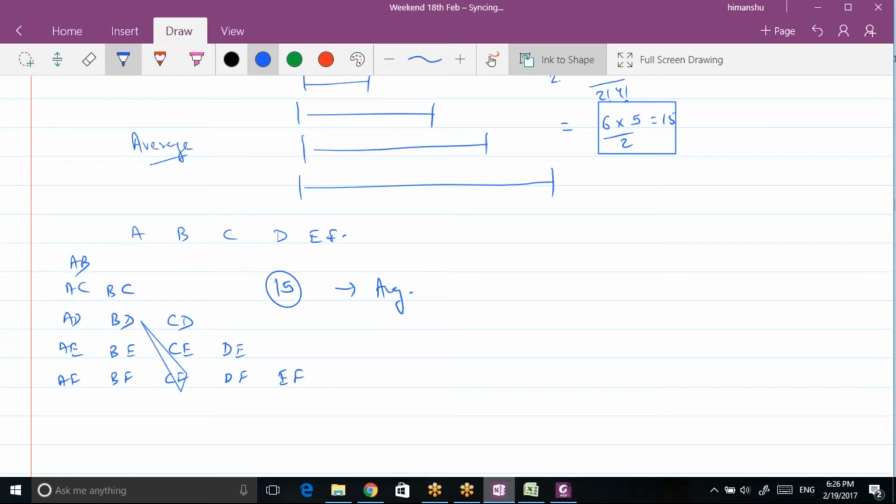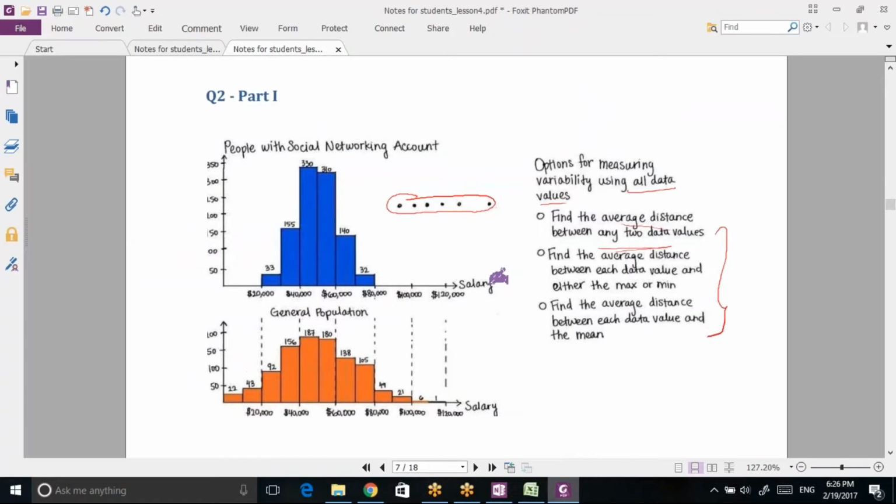It's a decent method, but the problem is it is computationally very expensive. If I have 100 points, it will really go huge, which is 100 C2, which is 4950. So I have to measure this many distances. So the first option is not very promising.